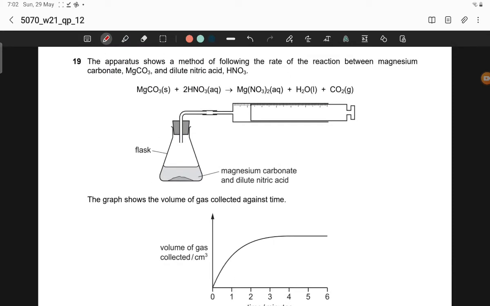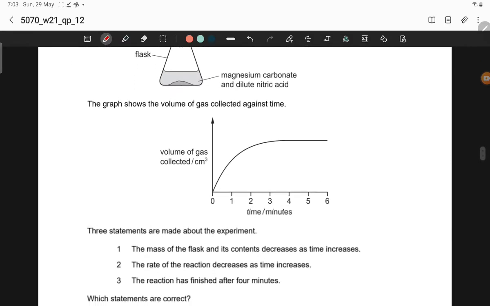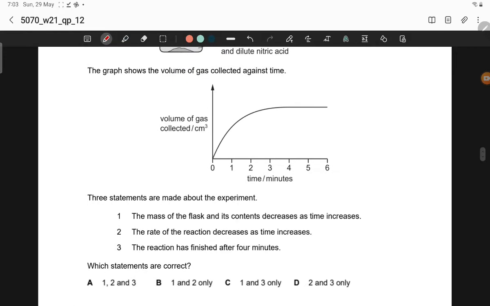The apparatus shows a method of following the rate of reaction between magnesium carbonate and dilute nitric acid. Magnesium carbonate reacts with nitric acid to form magnesium nitrate, water and carbon dioxide. The graph shows the volume of gas collected against time. What volume of gas?